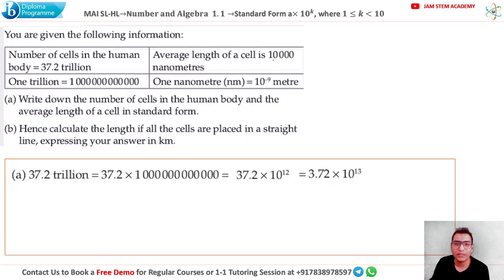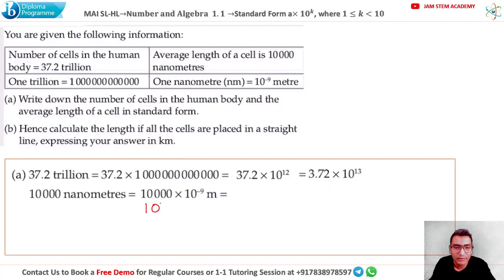Similarly, for 10,000 nanometers. Nanometer is what? 10 to the power negative 9. So we can multiply these two also. So we have 10,000 multiplied by 10 to the power negative 9. This 10,000 is nothing but 10 to the power plus 4 multiplied by 10 to the power negative 9. Base are same, powers get added up. So 4 plus of minus 9 gives 4 minus 9. That comes out as 10 raised to the power negative 5. So that's the value. Okay.